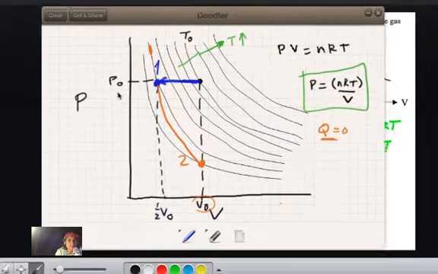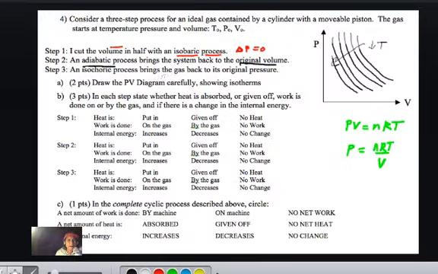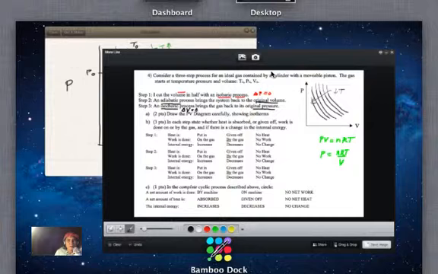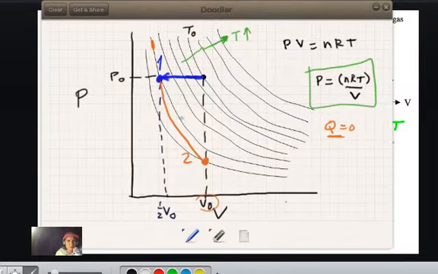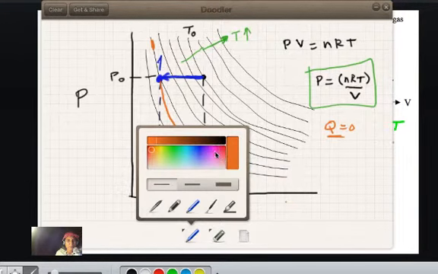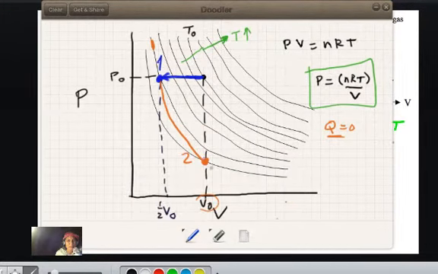Now step 3 is an isochoric process. We know that's delta V equal to 0. It brings it back to the original pressure. Okay, so let's go to the isochoric, to the original pressure. I'll use this pink. So isochoric means it's going to be along this line, because there is no volume change, and we're going back to the original pressure. So that's our third step.